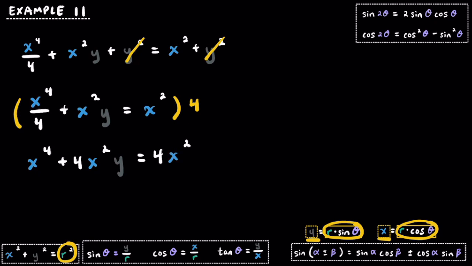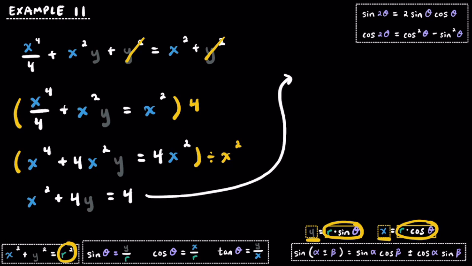Okay, now we have no fractions, which is a little bit nicer. Notice how all the terms have an x squared, so let's divide both sides, everything, by x squared, because it's our greatest common factor. And we can simplify just a little bit more. So we'll have x to the second power plus 4y, because the x squareds are going to cancel out. And that's going to be equal to just a 4 on the right side, since the x squareds cancel out again.